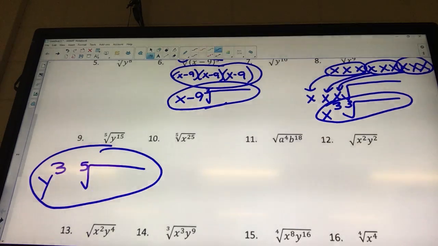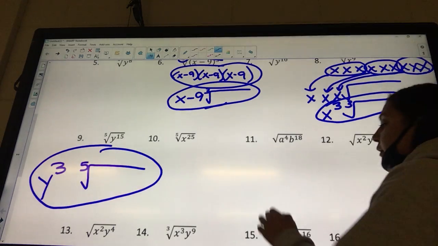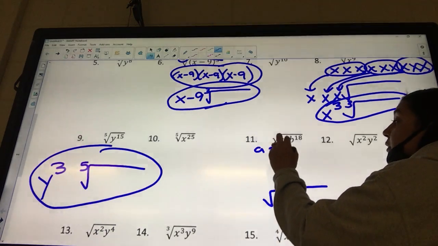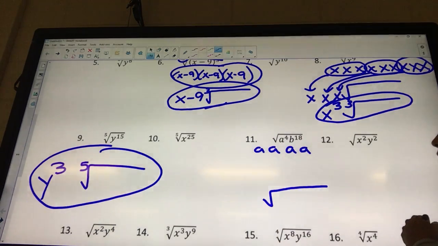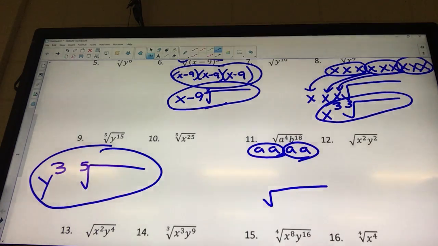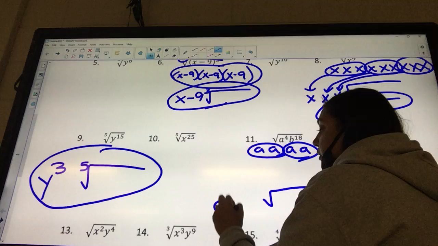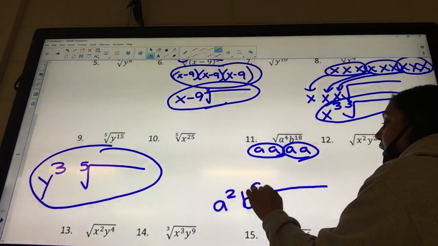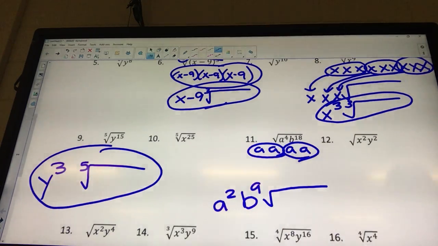Look at 11. How many a's do I have? 4. And what's my group number? 2. For the a's, I got 1, 2, 3, 4. How many groups of a's could I do? 2. So how many a's go on the outside? 2. So a to the 2 goes on the outside. What about the b's? How many groups of b's could I do? 9. Oh, that's weird. So b to the 9th goes on the outside. What's left on the inside? A 0.